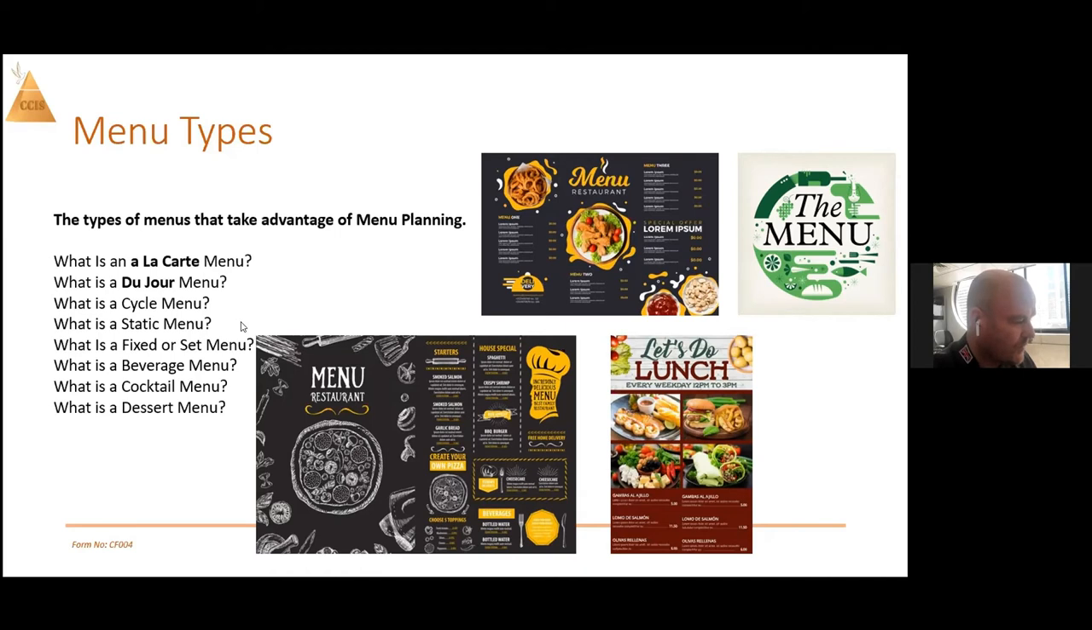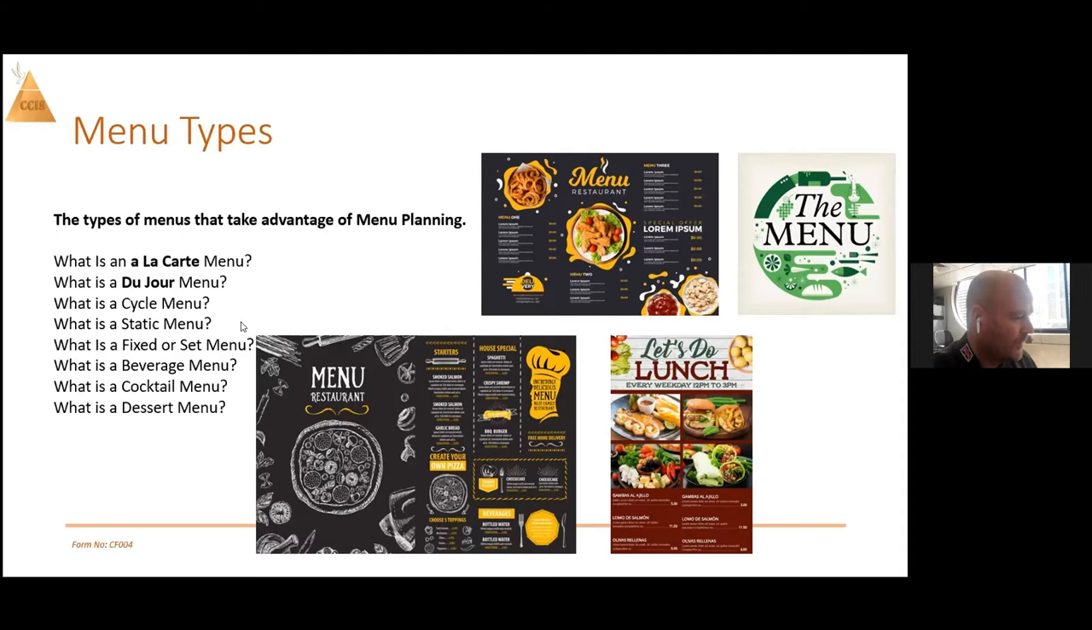Then obviously the cocktail menu is maybe at a bar or a hotel, where they have options for you to mix certain alcohols together to create types of drinks, and they would have a menu there that actually guides you. Then you have the dessert menu. Obviously, the dessert menu is all your sweet items.